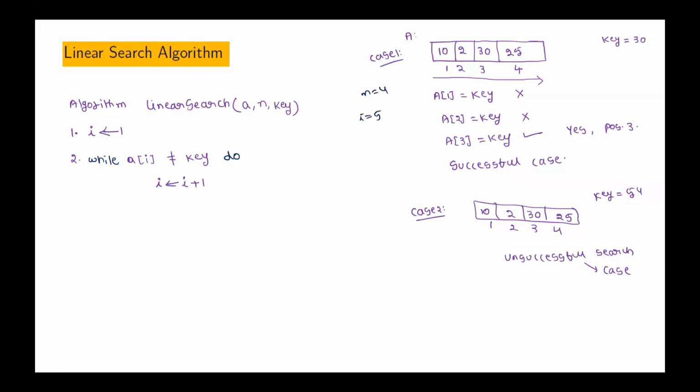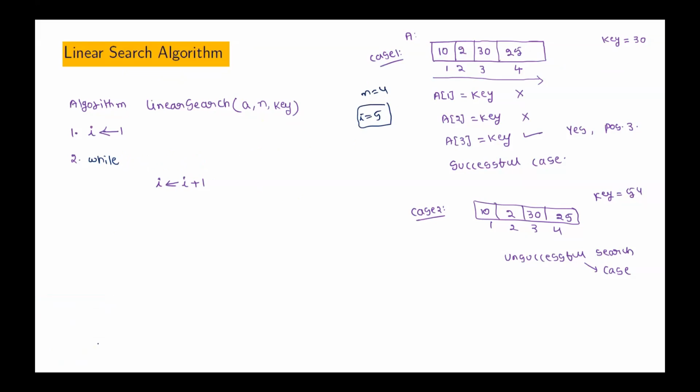No, sir. But that condition we haven't checked. So that means there is some mistake here. What is the mistake? We can write here I less than or equal to 4, and A of I not equal to key. That is important. Okay. Now is it clear?